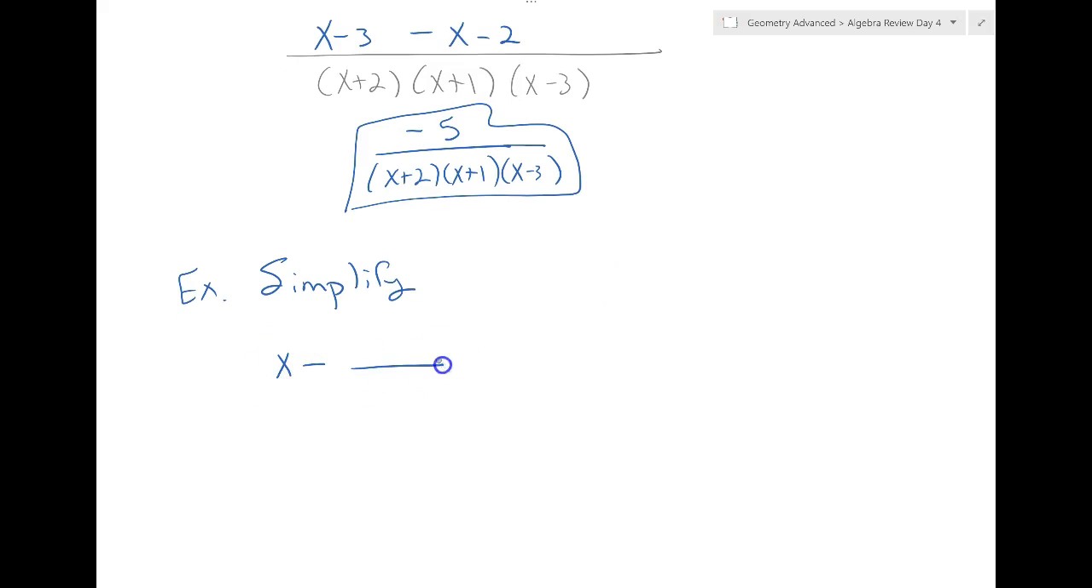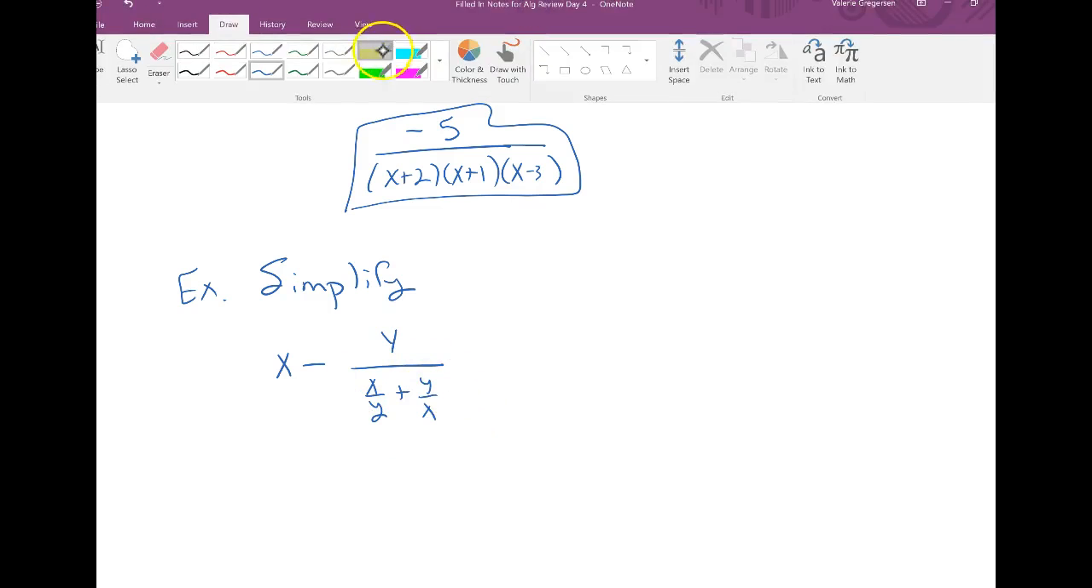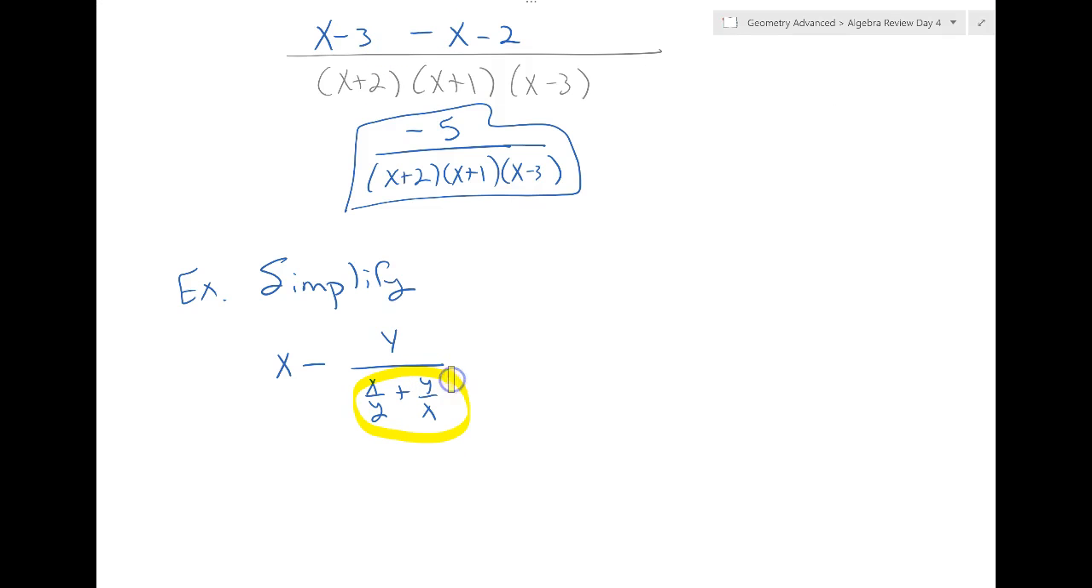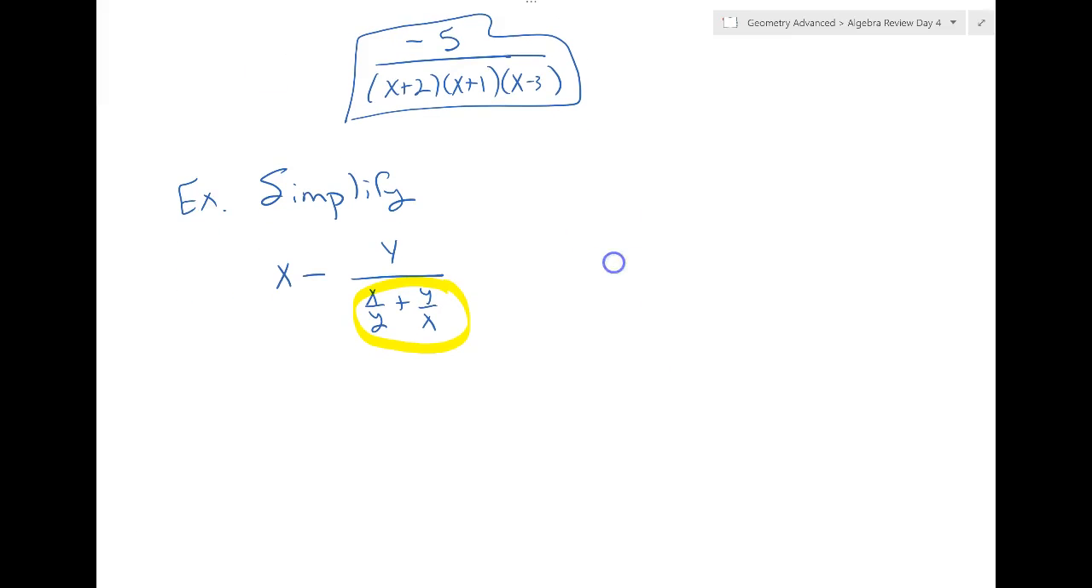x minus y over the quantity x plus y over x... I mean, x over y plus y over x. All right, so what do you have to do first? Well, first thing I need to do, in the denominator right here, is combine it. I need to get a common denominator and solve. So I'm going to leave the x over here alone. I'm going to leave the y alone. But now I've got to get a common denominator for my fractions in the denominator. Well, that's going to be xy.